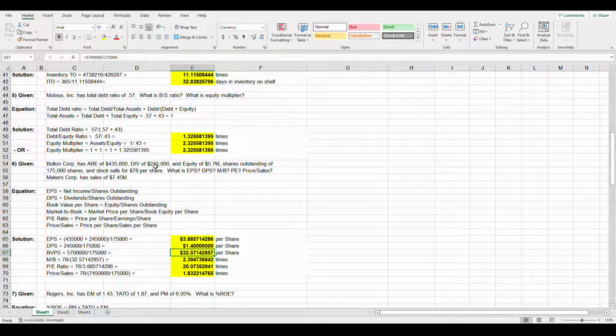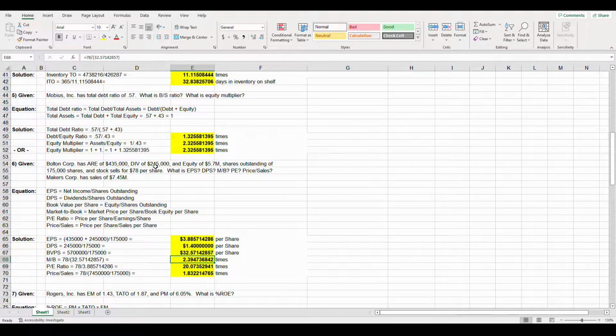So a bunch of different names, and just sometimes equity. I just call it equity sometimes. So book value is the same thing as equity. It's assets minus liabilities. So I'm going to take equity of $5.7 million, which was given, divided by 175,000 shares, which was given, and I get a book value per share of $32.57 per share.